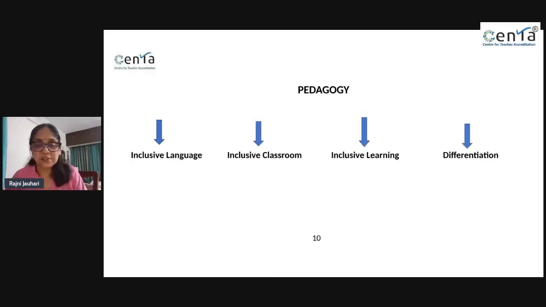My last sentence. How can I improve my teaching techniques so that the whole class benefits? Is this inclusive or exclusive?